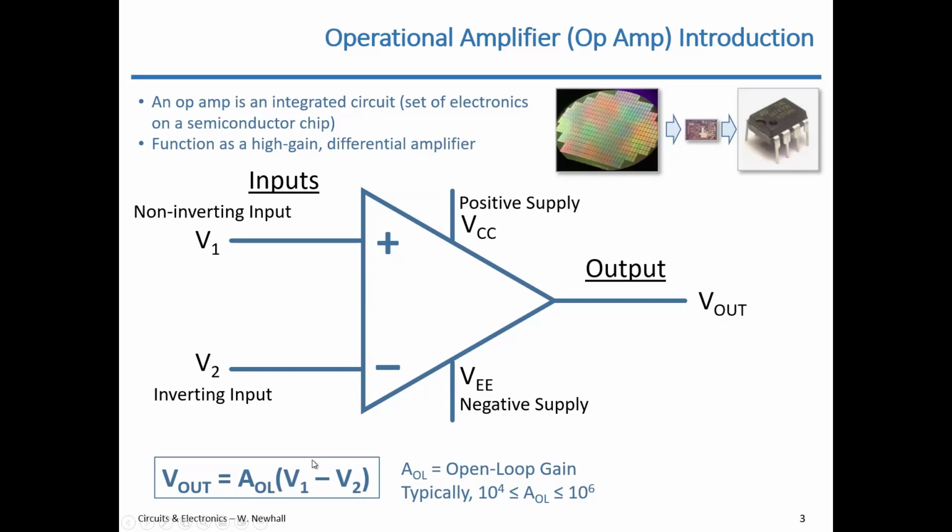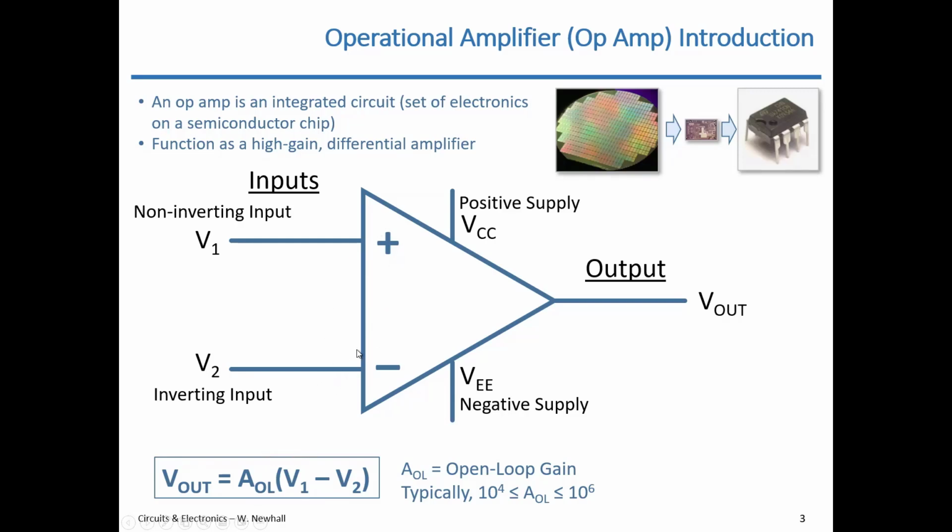Here are the input voltages. This op amp takes the difference between the input voltages, V1 minus V2, and multiplies it by this big gain to give you V out. That's why, going back to the second bullet up here, this op amp functions as a high gain differential amplifier. High gain because AOL is a big number, 10,000, 100,000, and differential amplifier because you're taking the difference between two voltages and multiplying that by the gain.